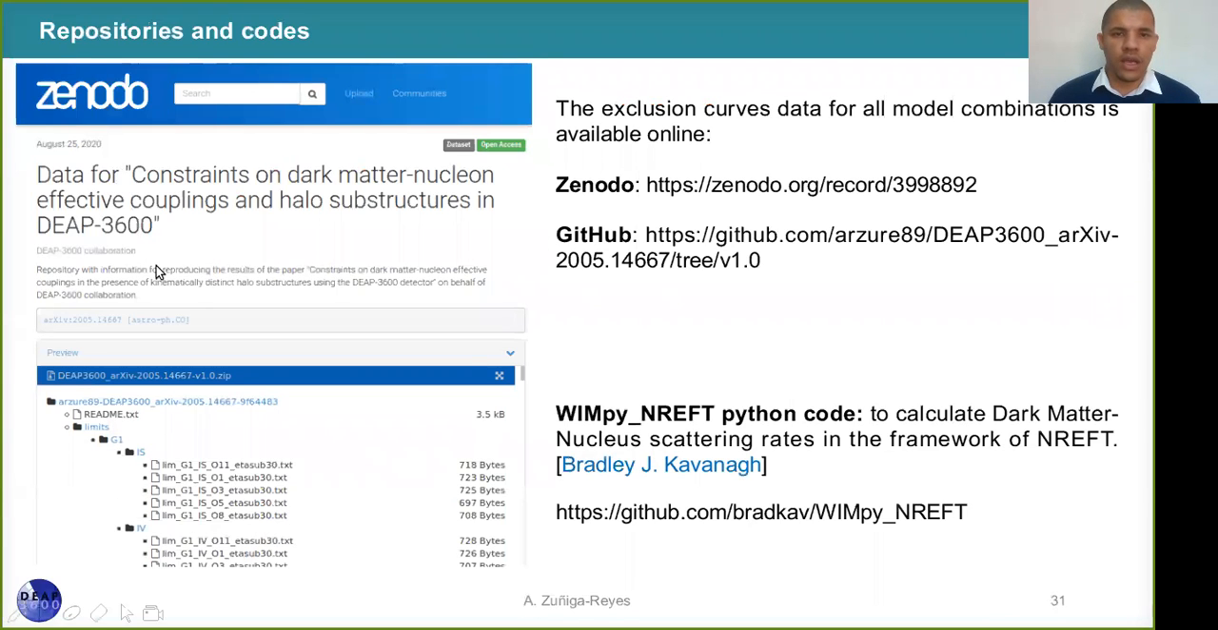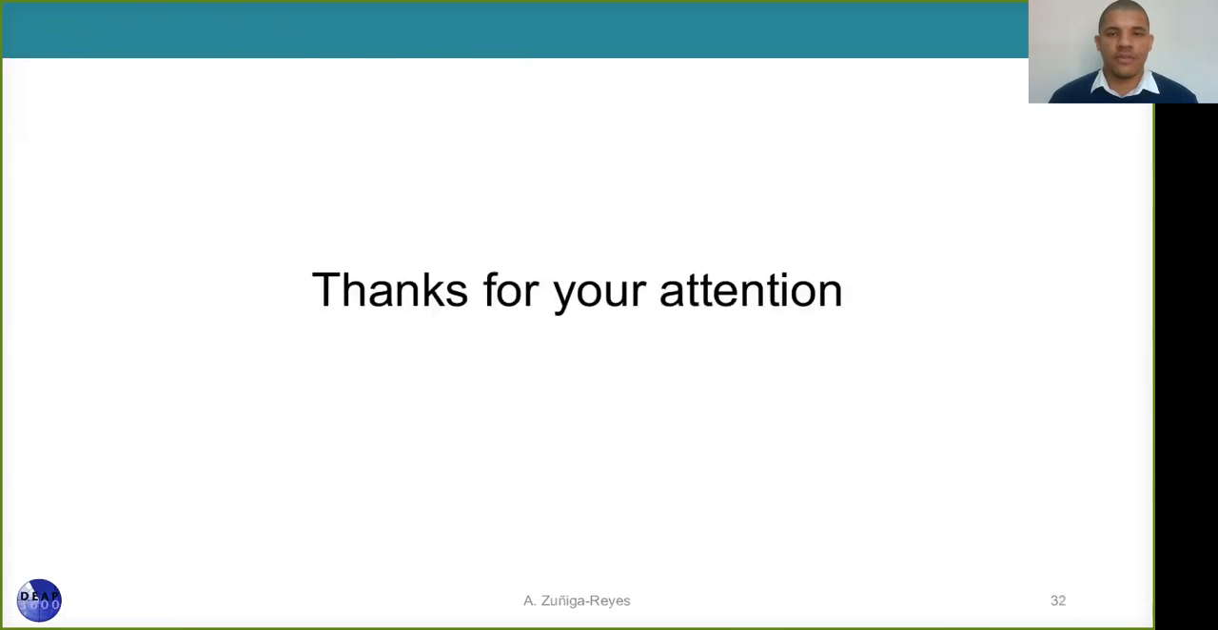I want to also say that these results that I present here, you can access these results. They are available online. We published this in the Zenodo repository and GitHub. And if you are interested in a code for computing the dark matter nucleon scattering rate with this effective field theory formalism, there is a code named WIMP that allows you to compute this, and we used this code for our analysis. That's all I have. Thank you.